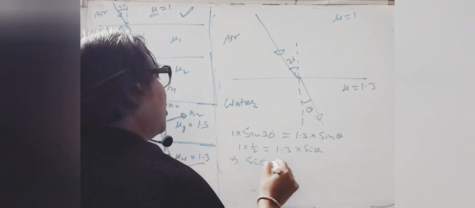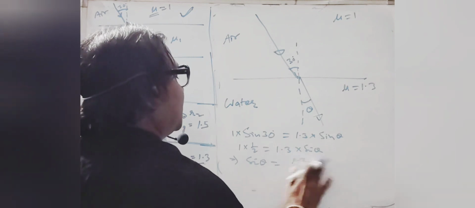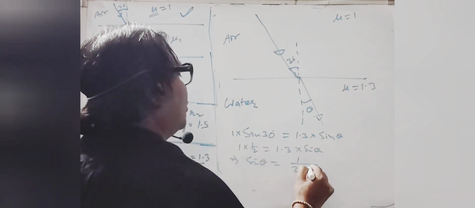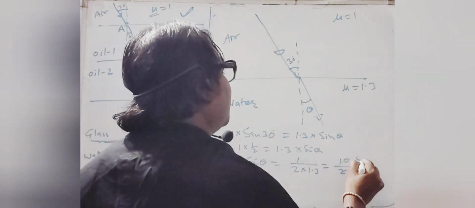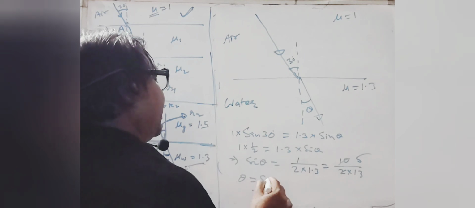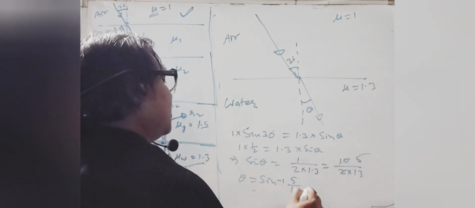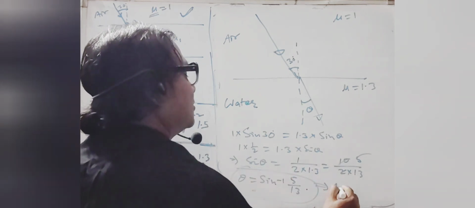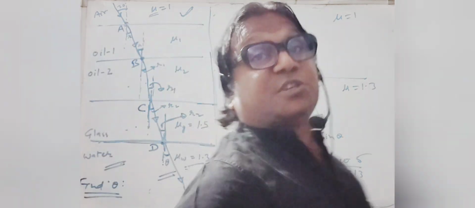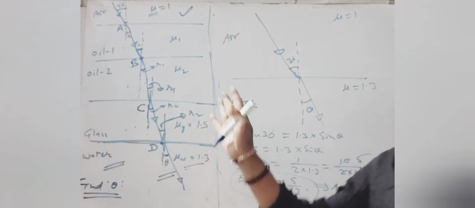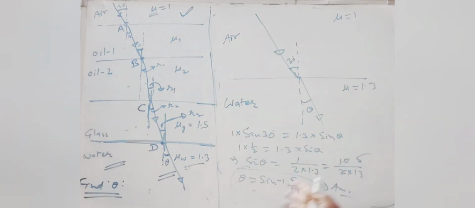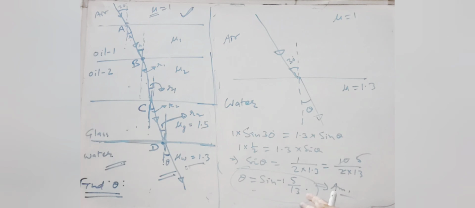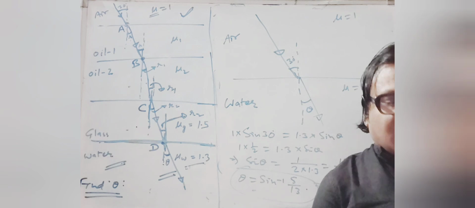So sine theta equal to how much? It is 1 upon 2 into 1.3, that is 10 upon 26, so 5 by 13. So theta equal to sine inverse 5 by 13. This is the answer. Simple. The whole system can be reduced by this method. It's a very short method, and frequently the answer comes like this. There is no time, so you can adopt these ideas, okay? Okay, take care.